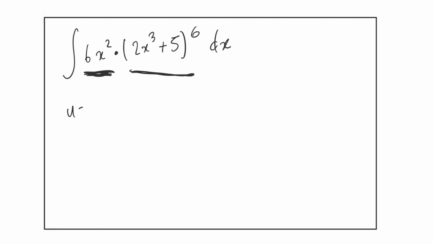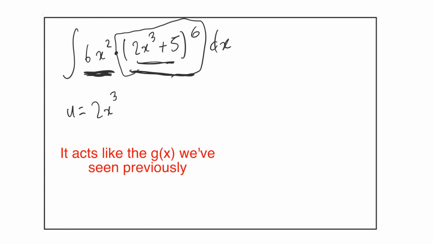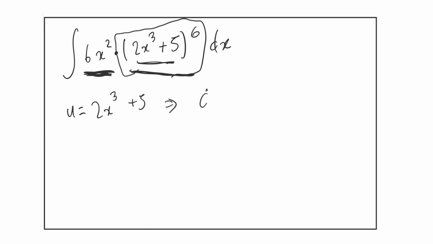Notice, since this is a very complicated expression, I'm going to let u be equal to the inside function here, 2x cubed plus 5. This implies that du is equal to 6x squared, differentiating each term, dx. This is just the power rule of derivatives.